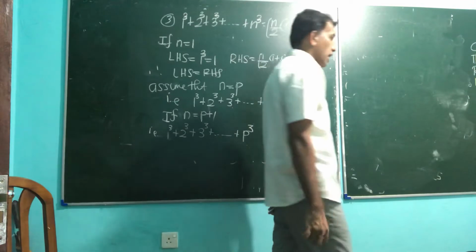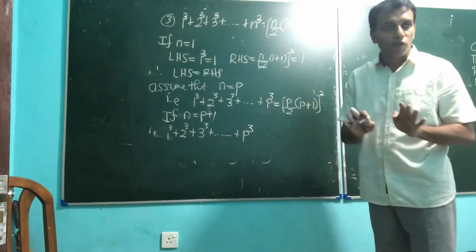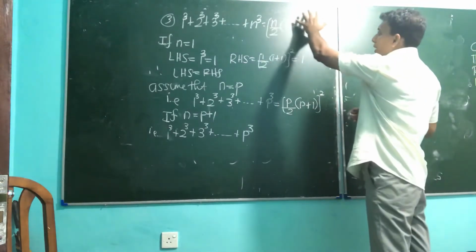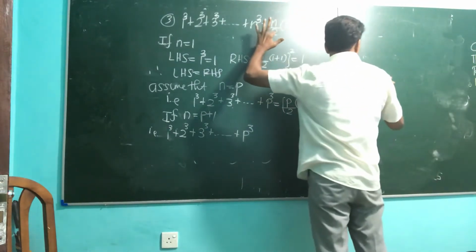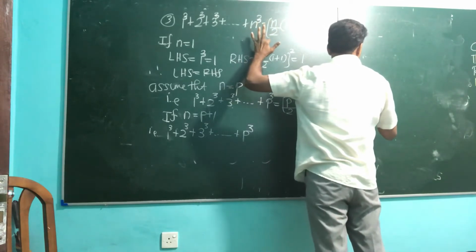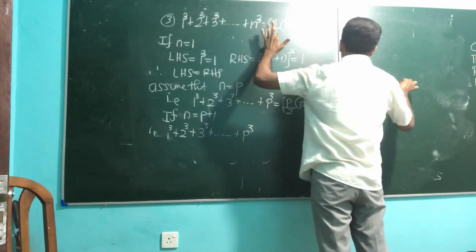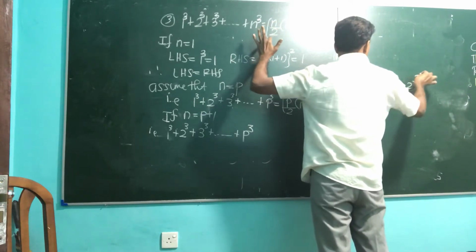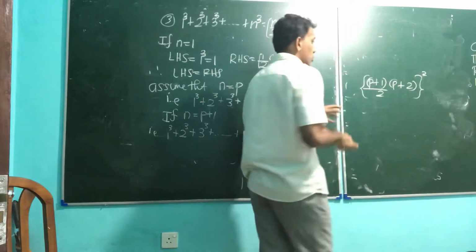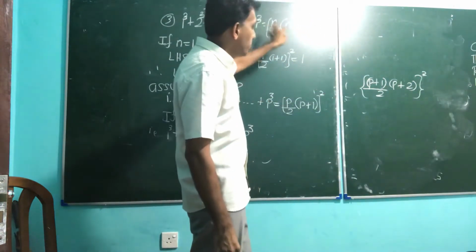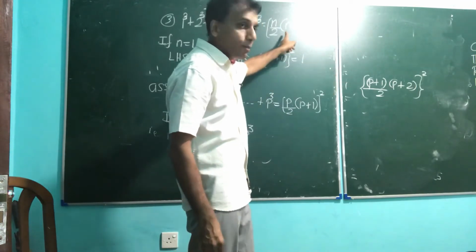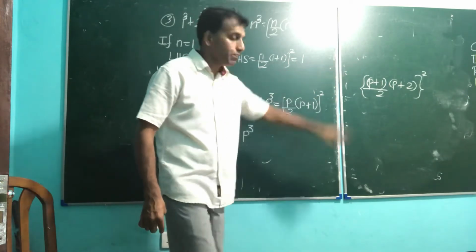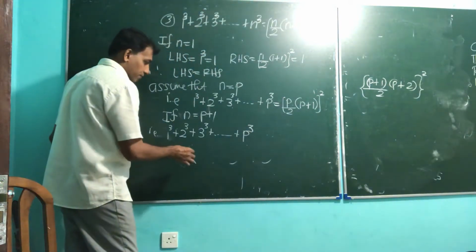So think about the answer. I said stop the work and think, or say roughly what the answer will be. If you write n for p plus 1, it comes like this. Therefore, after simplifying, you have to show that pattern, right? n for p plus 1 by 2, p plus 1 plus 1, that is p plus 2. You have to show that part, right? So therefore, you have to answer everything.